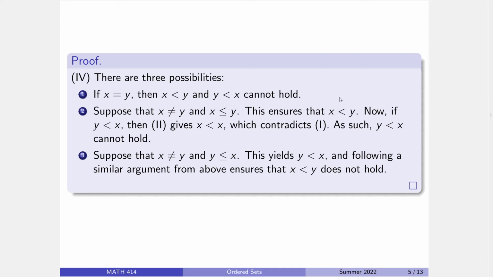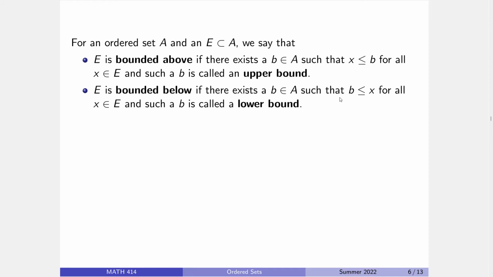Alright, let's continue talking about ordered sets. Like I said, you may have talked about ordered sets a little bit in your proof course, but something you may not have gotten super deep into was the notion of bounded above. A subset E in an ordered set is bounded above if there's an upper bound, meaning that there is some element in the set A, note, not necessarily in E, with the property that it's bigger than everything that lives in E.